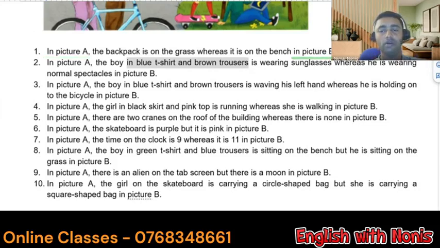And when we say on the bench, because only that person is sitting, because of that we have to use on the bench. So these are things that we have to learn.